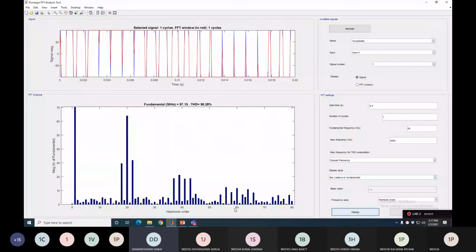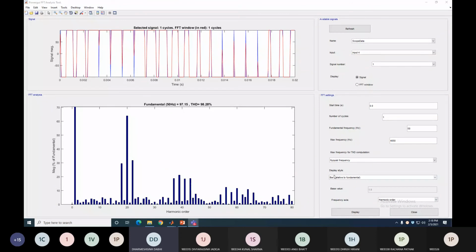58 and 62. You can see that this is the 58 and 62. Clear? So all these harmonics are the higher order harmonics. Lower order harmonics like third, fifth, 7, 9, 11, 13 all have magnitude almost zero or a very small amount. So let's check the magnitude of all these harmonics in terms of percentage.